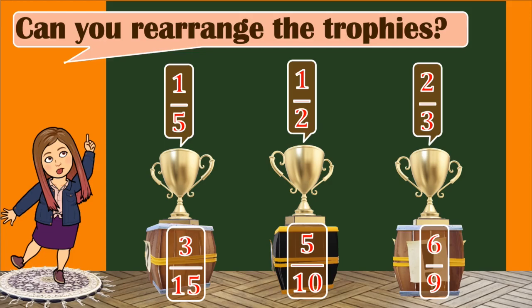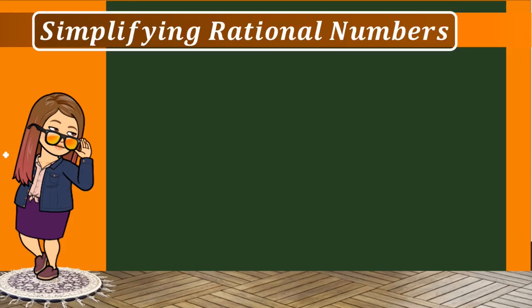Great! 1/5 is equal to 3/15. 1/2 is equal to 5/10, and 2/3 is equal to 6/9. We call these equal fractions. So, how would we know if the 2 fractions are equal? Well, by simplifying them. So how do we simplify rational numbers?